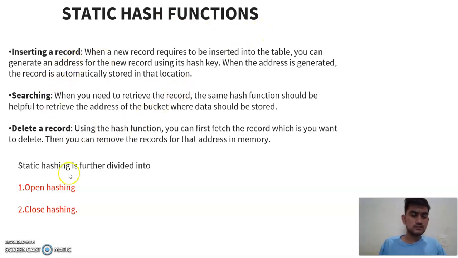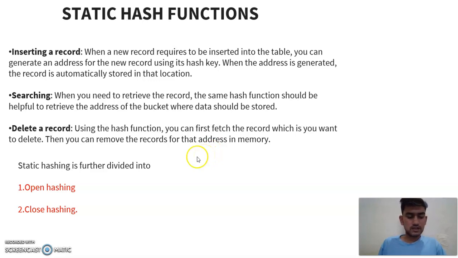So these are some methods. Inserting a record. When a record is to be inserted into a table, you can generate an address for the new record using its hash key. When the address is generated, the record is automatically stored in that location. Searching. When you need to retrieve the record, the same function should be used to retrieve the address of the bucket where the data is stored. Deleting a record. For deleting a record, using a hash function, you can first fetch the record which you want to delete, then you can remove the record from that address in memory.